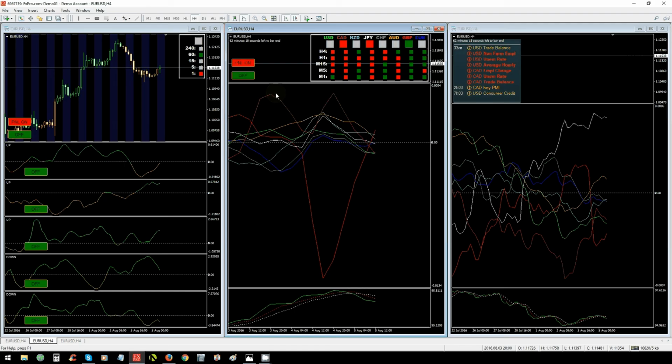Hi, I just wanted to do a supplemental video to video 48, which was on the multi-time frame tick volume indicator. So ignore the two charts on the right, we're looking at the one on the left.